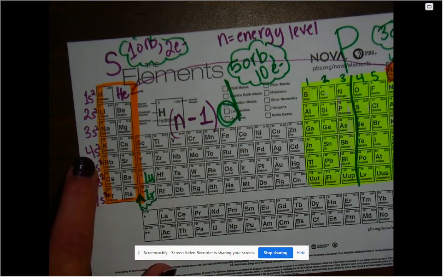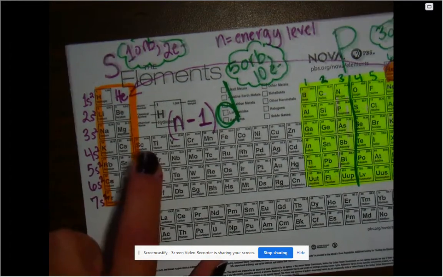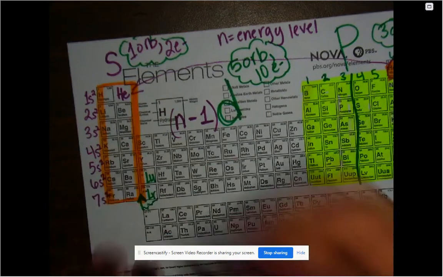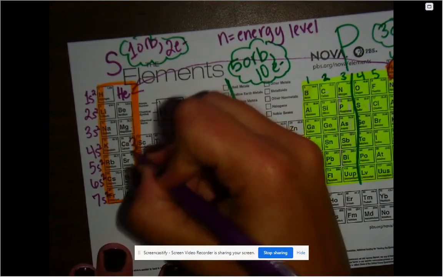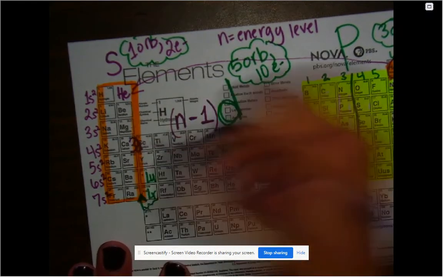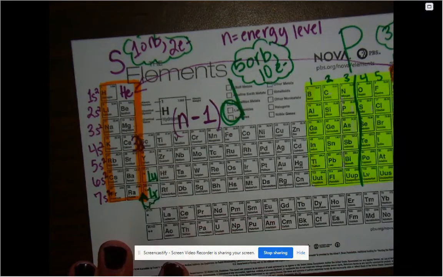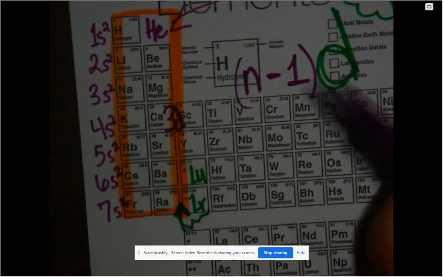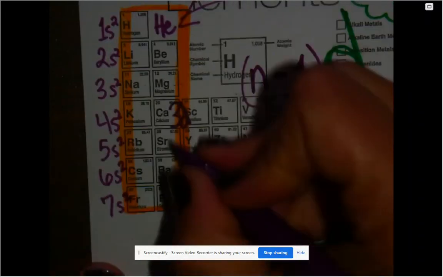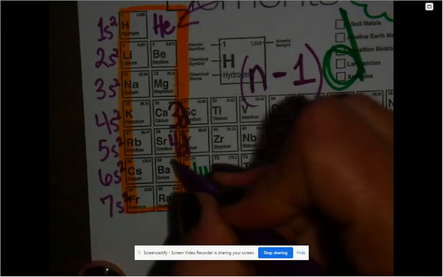You guys see that? So what is this going to be? 3. So what you guys can write is 3D. I'm not going to put the little 10 because then it'll get really busy on my page. And you guys can already not see what I'm going to be writing because I'm writing over orange. But I'm going to put 3D. I'm going to put 4D. I'm going to put 5D.